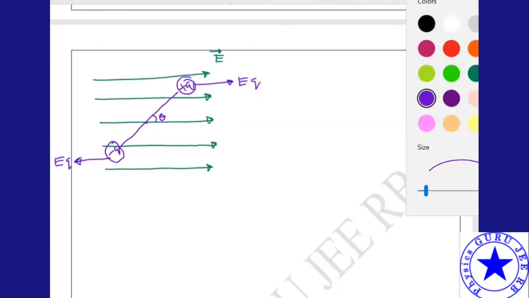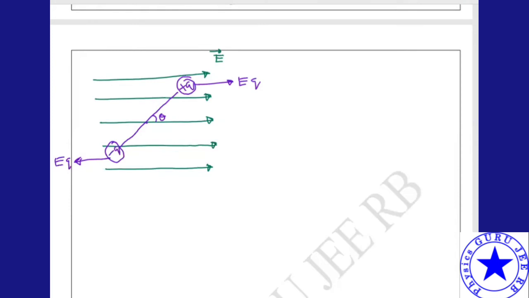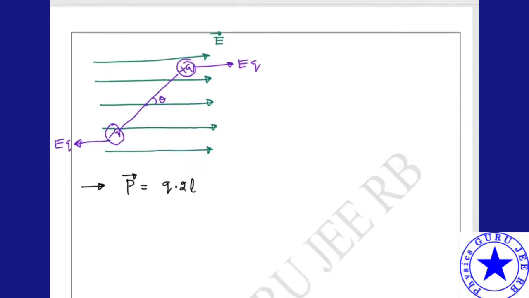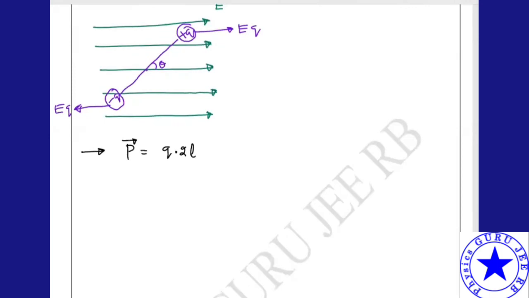First one, number one, is dipole moment. What is dipole moment? Q into 2L. This is nothing but dipole moment. Next, the dipole moment direction is from where to where? Negative to positive. This is the first information we have.